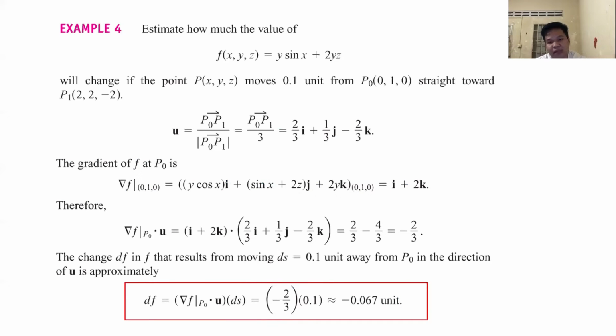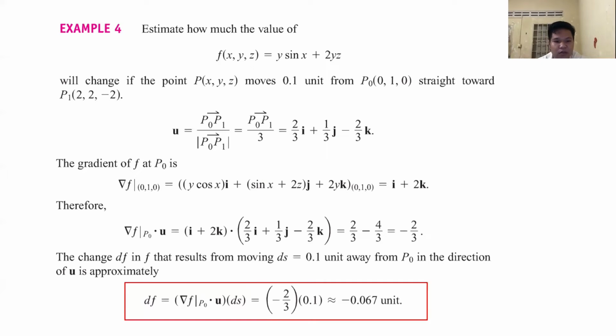Now let's estimate how much the value of the function f of x, y, and z equal to y multiplied by sine of x plus 2yz will change if the point P moves 0.1 unit from P sub 0 straight toward P1. So first, we need to find the direction vector that is equal to vector P0P1 over the length of this vector. So we get 2 over 3 i plus 1 over 3 j minus 2 over 3 k.